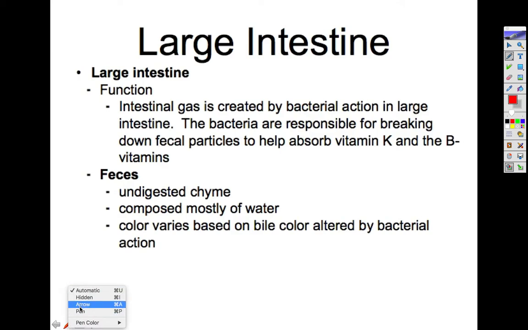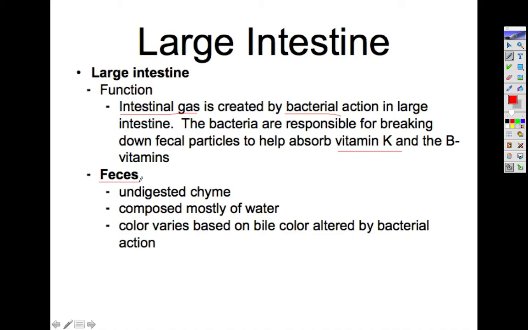A couple last things. You have, one, intestinal gas. So when you experience flatulence, this is due to bacteria, which is breaking down your fecal matter into vitamins that we can use. So in things like vitamin K and vitamin B that our bodies can retake up and utilize. And so the things that we excrete are the byproducts of this process.